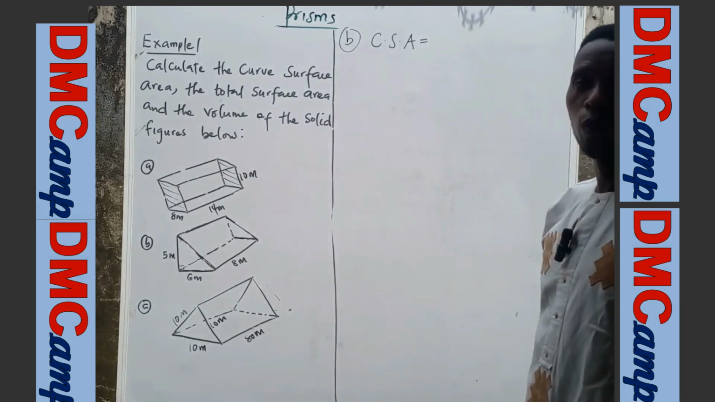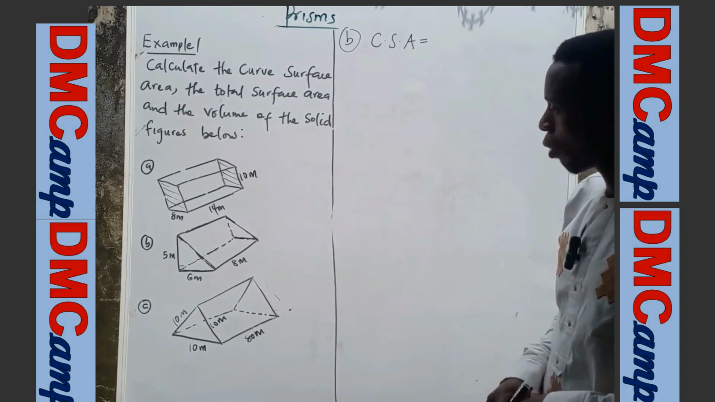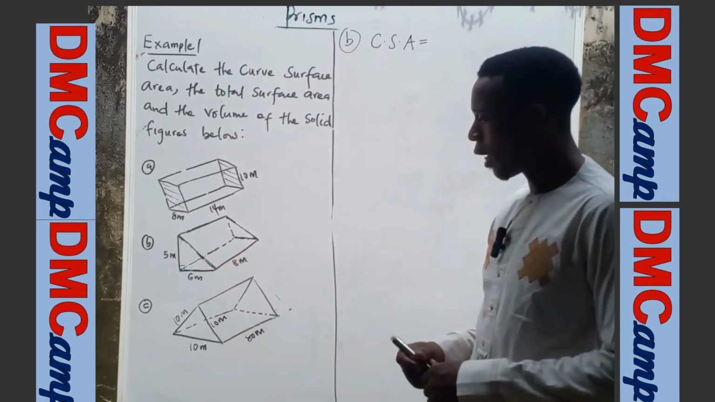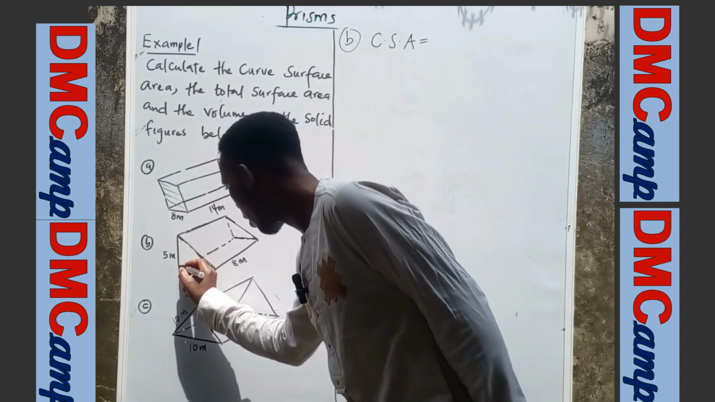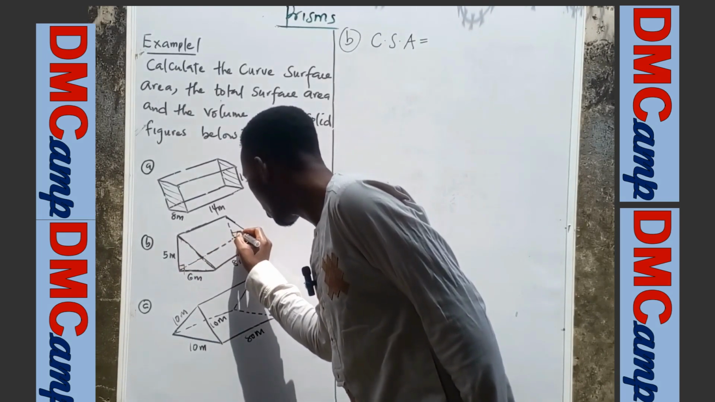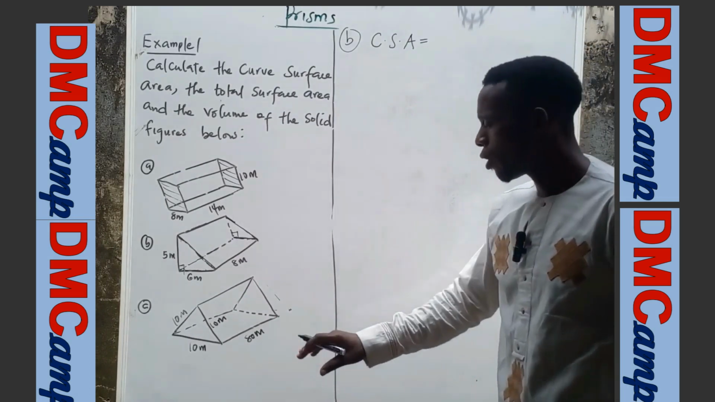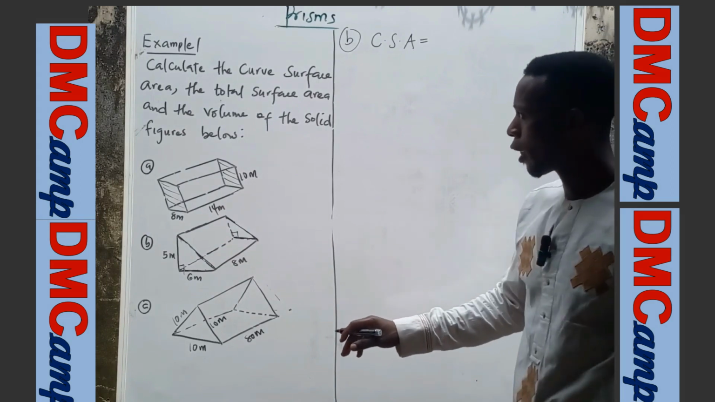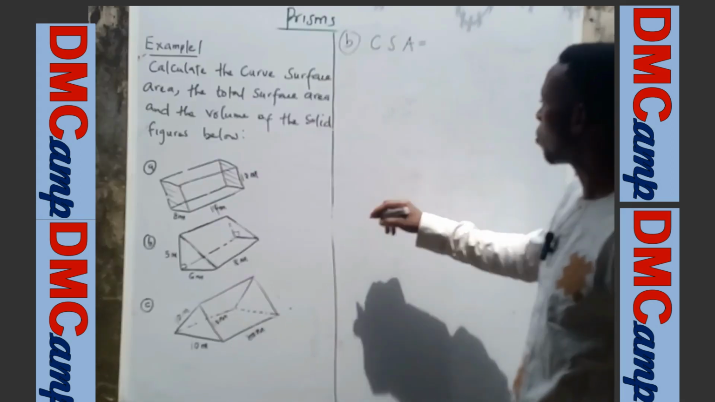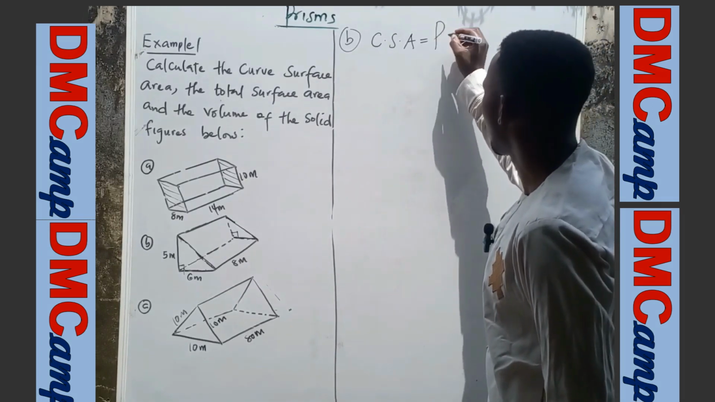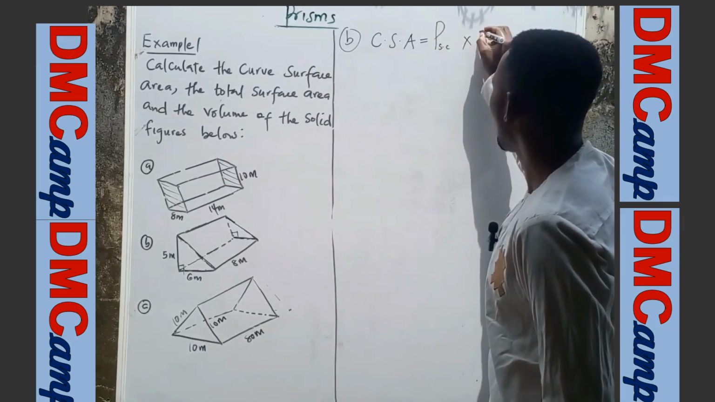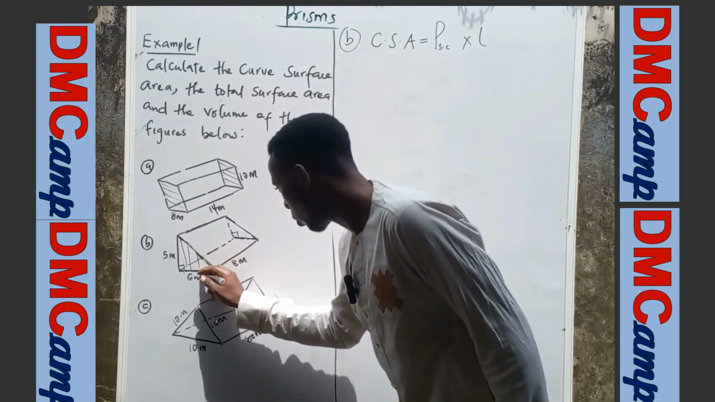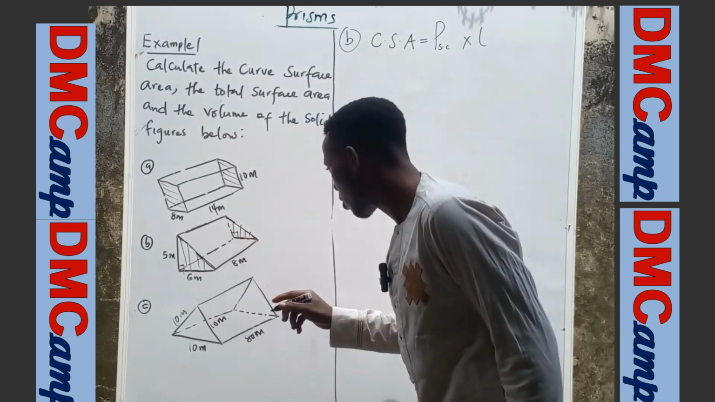Okay, let's move to question number 2, which is B. This is a rectangular prism. You can see here is 90 degrees, here is 90 degrees. So this is a rectangular prism. And the formula for calculating the curved surface area is simply the perimeter of the cross section multiplied by the length. Don't forget, this is the cross section.